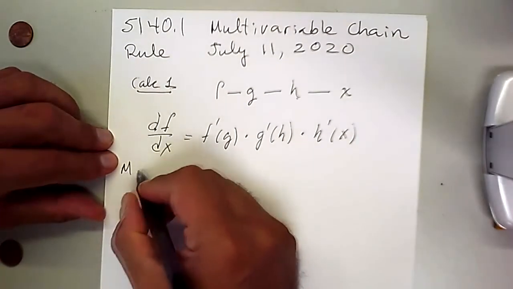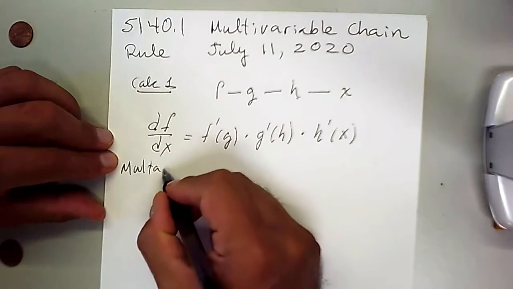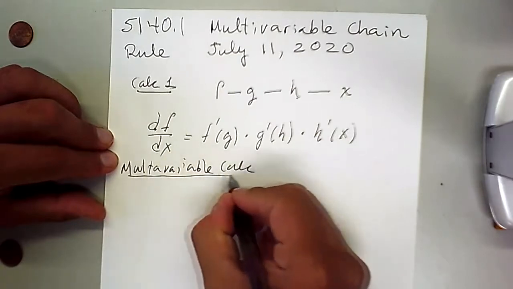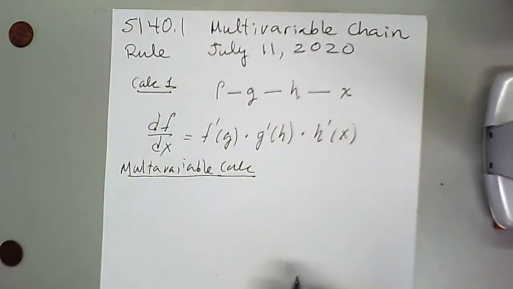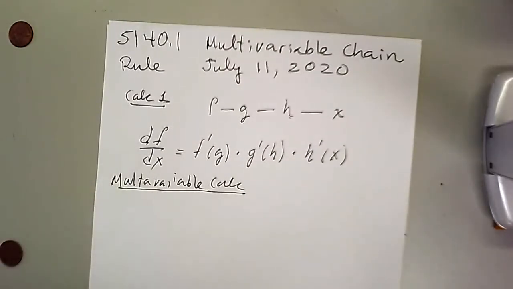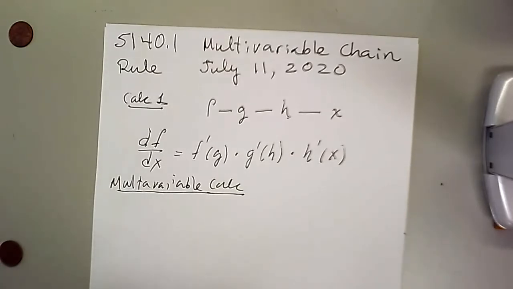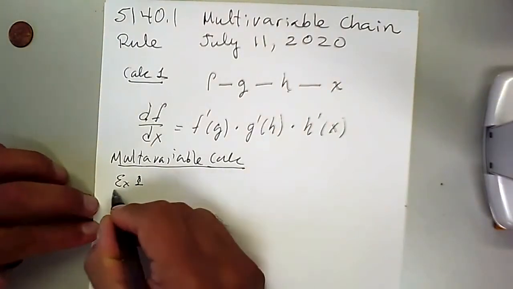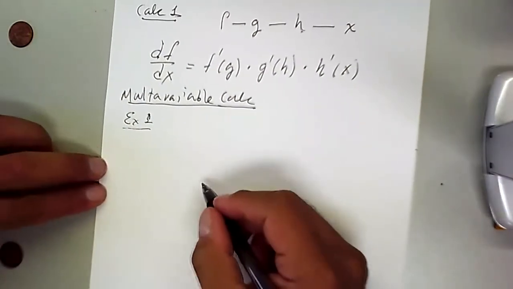Now, in multivariable calculus, the diagrams could be way, way more complicated. So let me start with example 1. First we're going to see two or three examples of diagrams, and then we're actually going to do an example where we plug in actual operations and numbers. So let's start with example 1 of what could happen in a multivariable scenario.